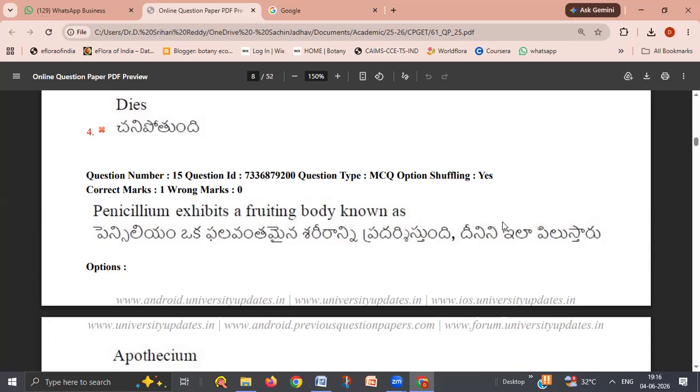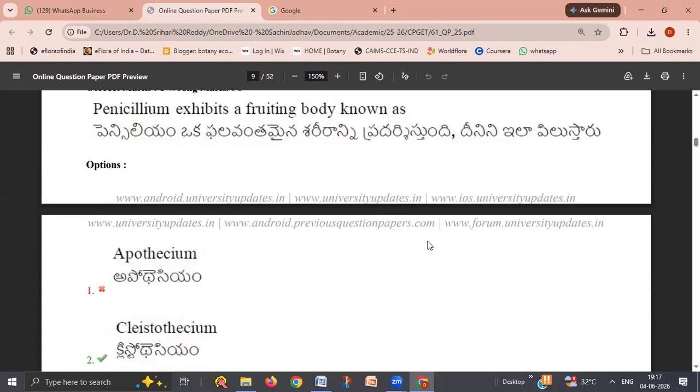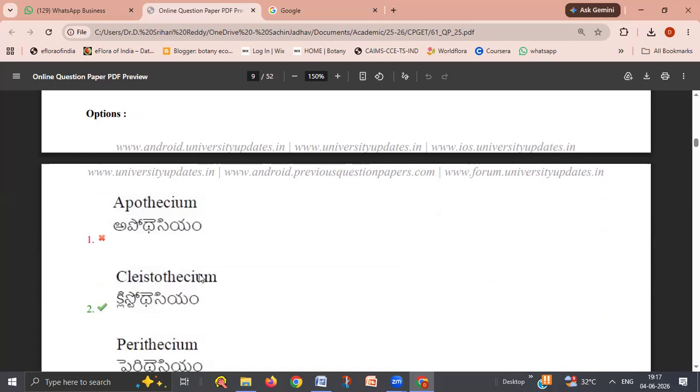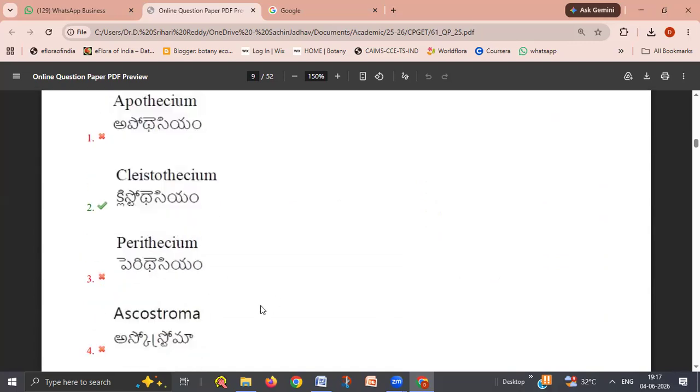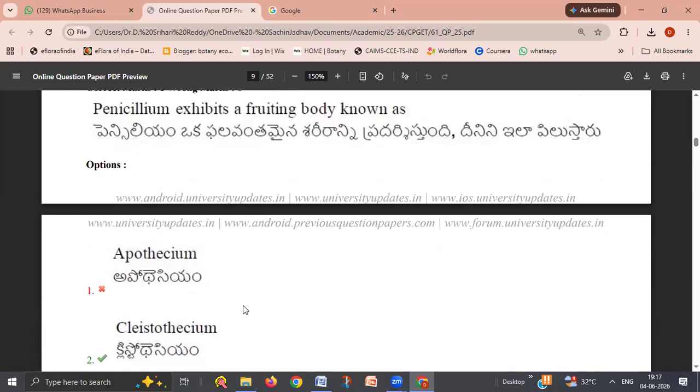So it is called a wonder drug. And there are some other Penicillium species which are beneficial. Economic importance of Penicillium, you must read it, because some of the species are useful for the production of different types of cheese varieties, which have a lot of commercial value in the Western countries. Cheese. So Penicillium usually produces a fruiting body after the reproduction. What is the fruiting body? Here, apothecium, cleistothecium, perithecium, and ascostroma. These are different kinds of fruiting bodies.